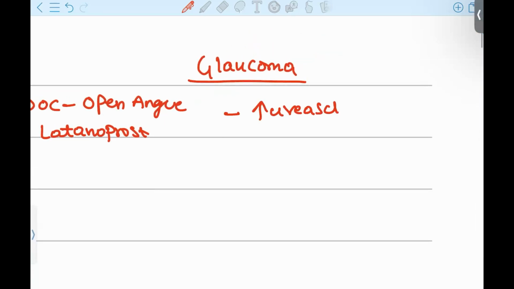So the main thing is some of the drugs will be increasing the uveoscleral outflow, or some of the drugs will be decreasing the aqueous humor. This is the main mechanism behind all anti-glaucoma drugs. These are your prostaglandin analogs.